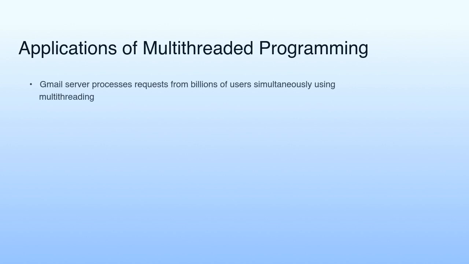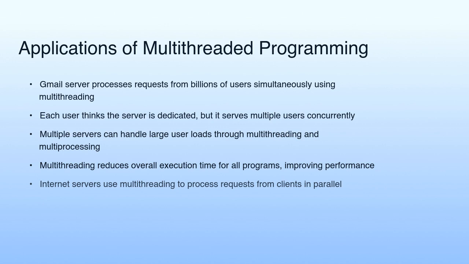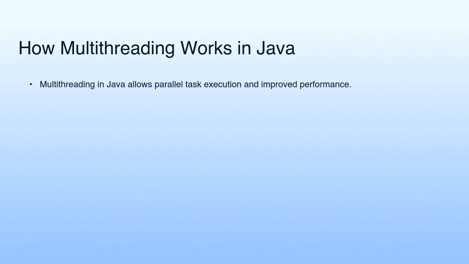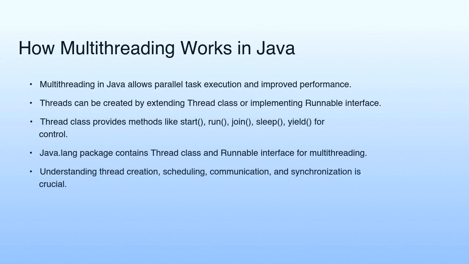Multithreaded programming finds applications in various domains, such as web servers processing requests from billions of users simultaneously, email servers handling concurrent user loads, and internet servers processing client requests in parallel. In Java, multithreading is facilitated through the Thread class and Runnable interface, providing methods like start, run, join, sleep, and yield for thread control and synchronization.